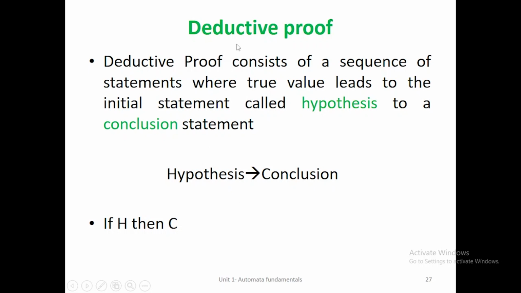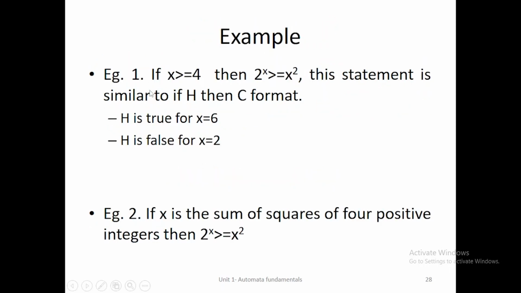The generalized notation of deductive proof is if H then C. Here H means hypothesis, that means condition, and C means conclusion. So how can you solve a deductive proof? Let us discuss the first example: if x is greater than or equal to 4, then 2 power x is greater than or equal to x squared. They are giving only this statement. We should prove whether this statement is true or not.